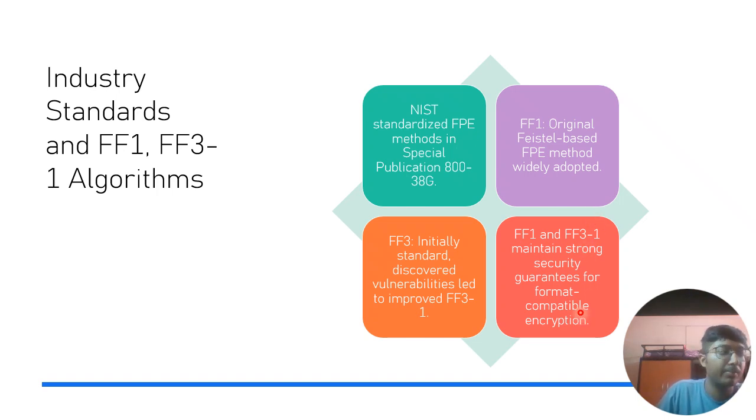Around 2017, the recommendation was moved from FF3 to FF3-1 after researchers discovered vulnerabilities. The discovered vulnerabilities led to the improvement in FF3-1. After they discovered the vulnerability, this shows how real attackers influence cryptographic evaluation. Banks and payment processors now rely on these standards to encrypt billions of transactions each day.